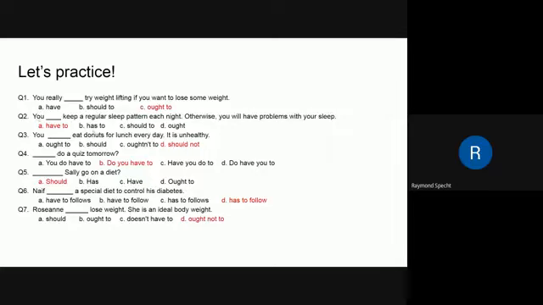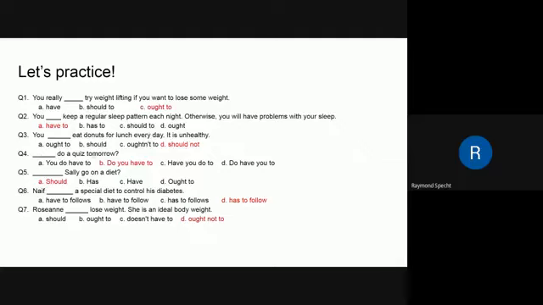Now we look at our subject and decide, do we use have or has? This is where our subject rules come in, and this shows us what our correct answer is. So this is how you break down the sentence. If you're not sure, you've got to go back to those rules. Number three, you blank eat donuts for lunch every day. It is unhealthy, so you're saying not good. So D, should not.